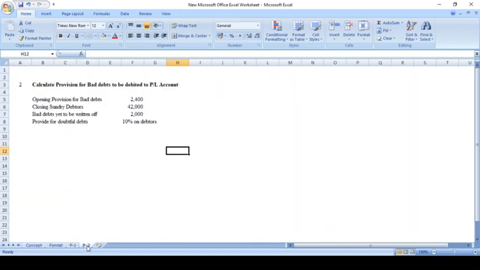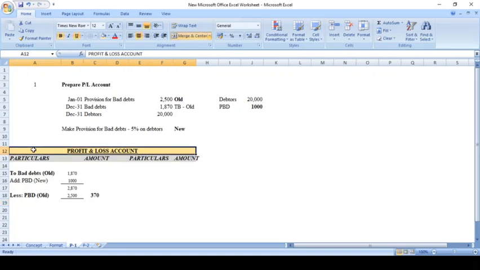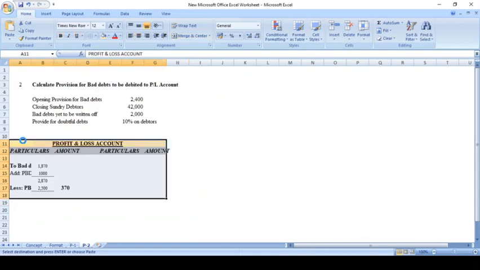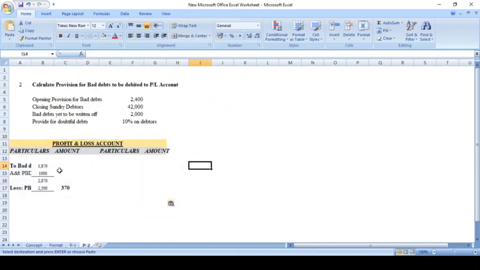Let me just give you an idea. One more question. We will have to calculate provision for bad debts to be debited to P&L account. So it's a very similar question. Let me just try working out the same, similar type of problem. So I have this format, which means I will have to use both sides of my notebook. This side it's debit and the other side it's credit.